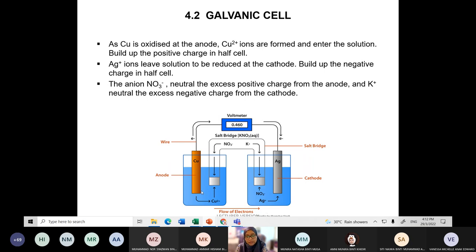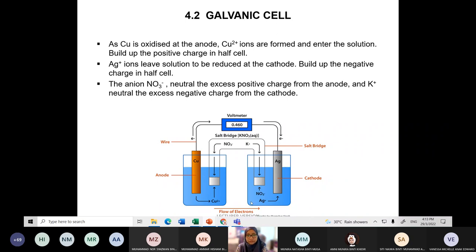So here in this solution we have copper 2 plus, and here we also have Ag plus, silver ions. The silver ions undergo reduction. Reduction means it will accept the electron. The electron will be transferred from this electrode, from copper, through the wire and then to the other electrode, and later the silver ion will accept the electron. When it accepts the electron and becomes a silver atom, over time, many Ag plus ions are converted to silver.